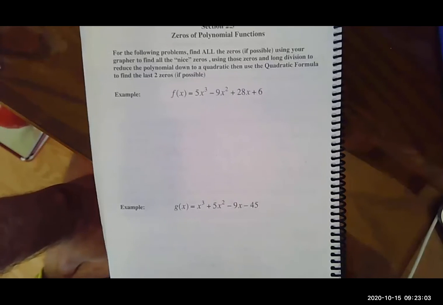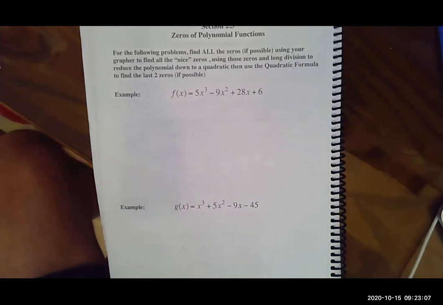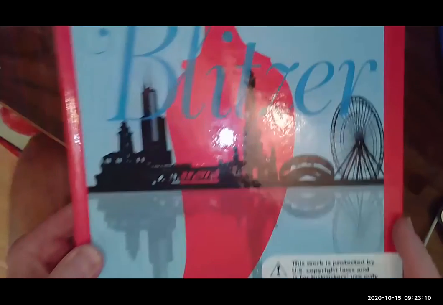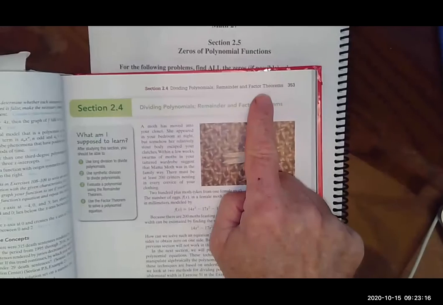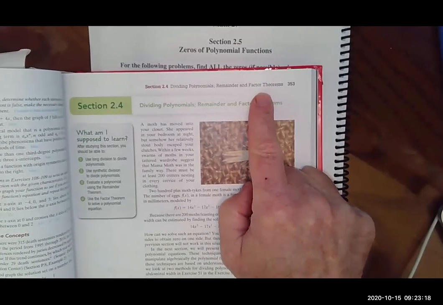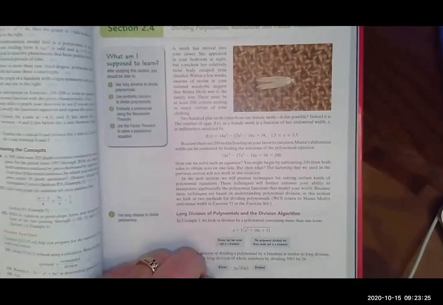So I'm not doing synthetic division, I'm not doing Descartes. I'll point out to you in the textbook what I'm not doing. You can even see the factor theorem. Yeah, I'm not doing it. Remainder theorem, not doing it. I think this is 2.4. Oh, that's just division, long division. Okay, 2.5. What am I doing here?